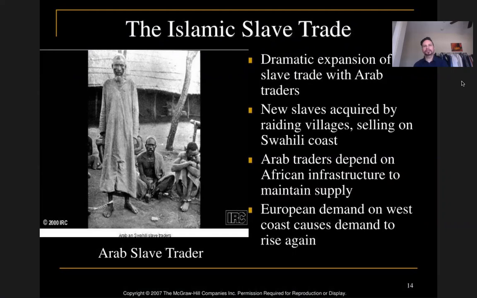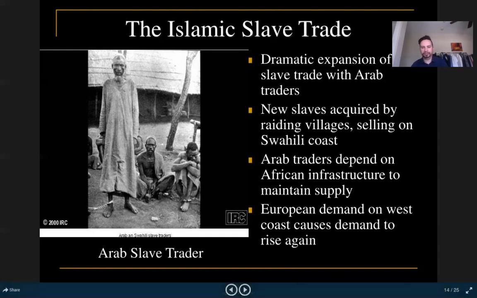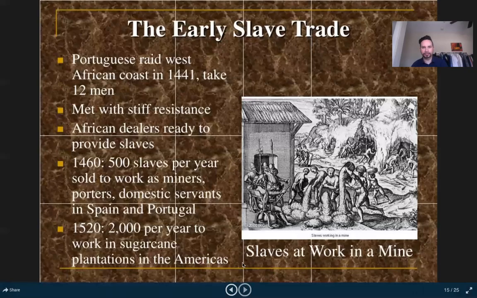So the Islamic slave trade began with a dramatic expansion of slave trade with Arab traders. These new slaves were acquired by raiding villages and selling on the Swahili coast. Arab traders depended on African infrastructure to maintain the supply of slaves. And European demand on the West Coast caused demand to rise again. So the demand and the cost of slaves began to increase because everybody wanted slaves, everybody wanted workers.